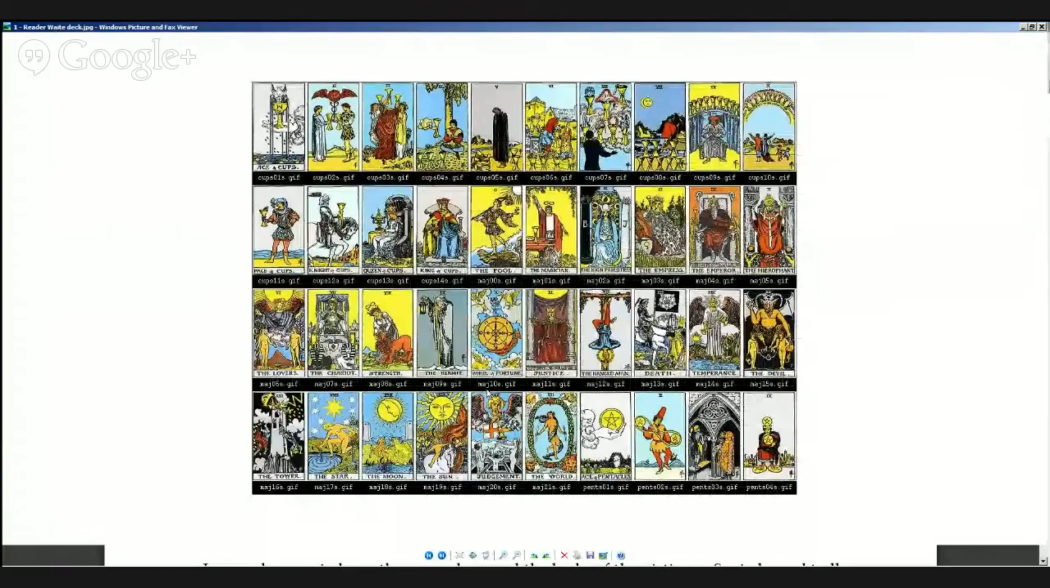All right, so we're going to start talking about tarot a little bit. Now, this is the Rider-Waite deck. I can never pronounce that right. This is what most people think about when they think of tarot. I actually don't use this deck at all. I actually don't like it. It just doesn't appeal to me in any way. But let me go ahead and talk about some of the basics with it.